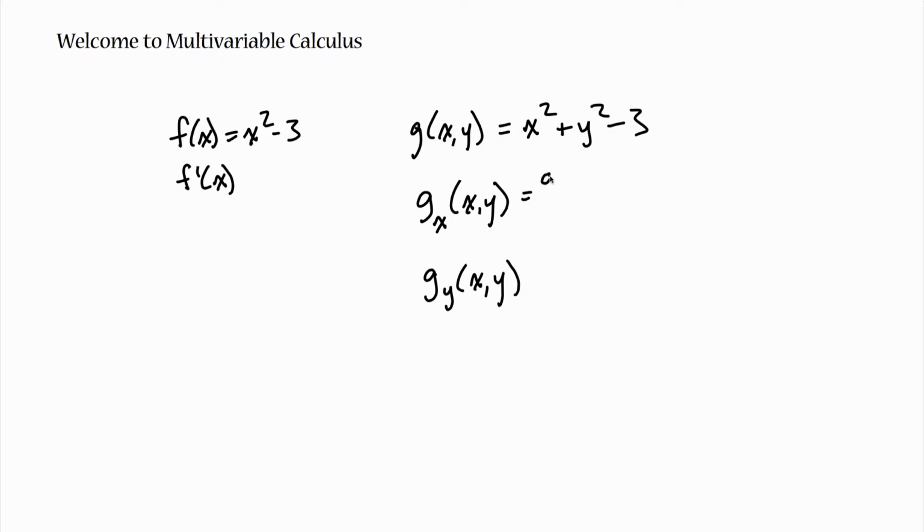Sometimes we also use this squiggly d, dg by dx, and dg by dy. It's still just a derivative. We use the squiggly d so that we know it's a partial derivative, not a single variable function derivative.